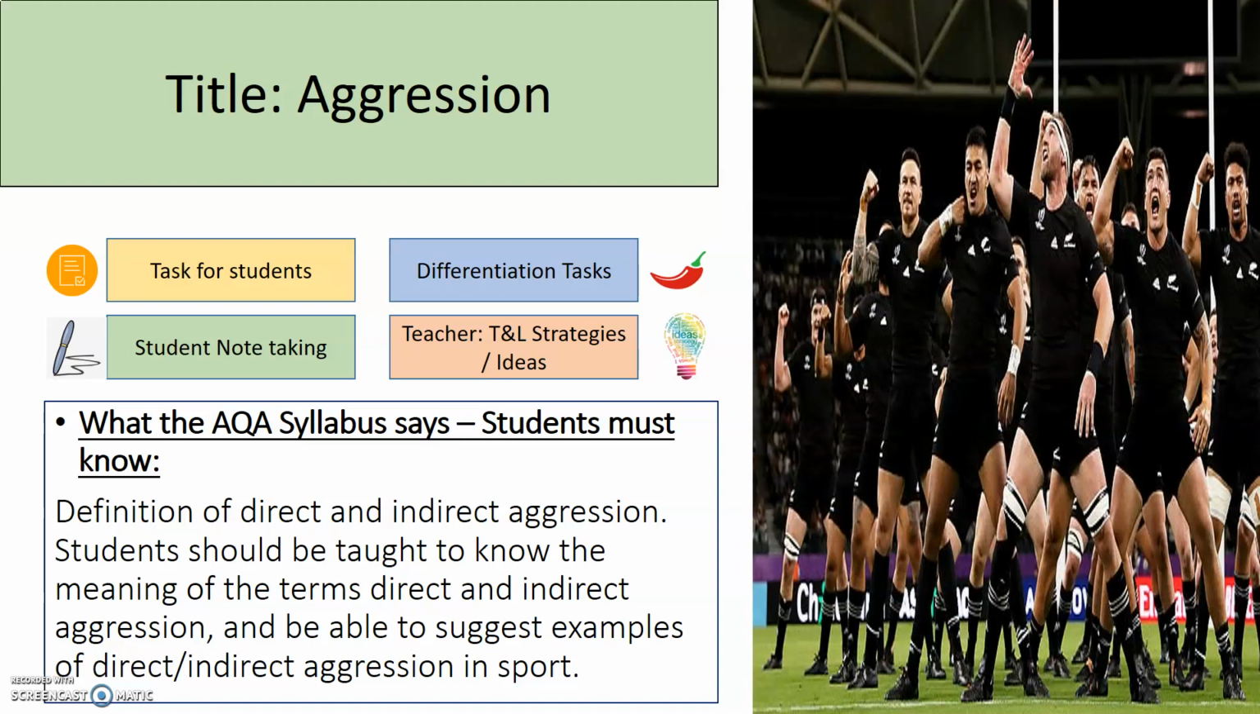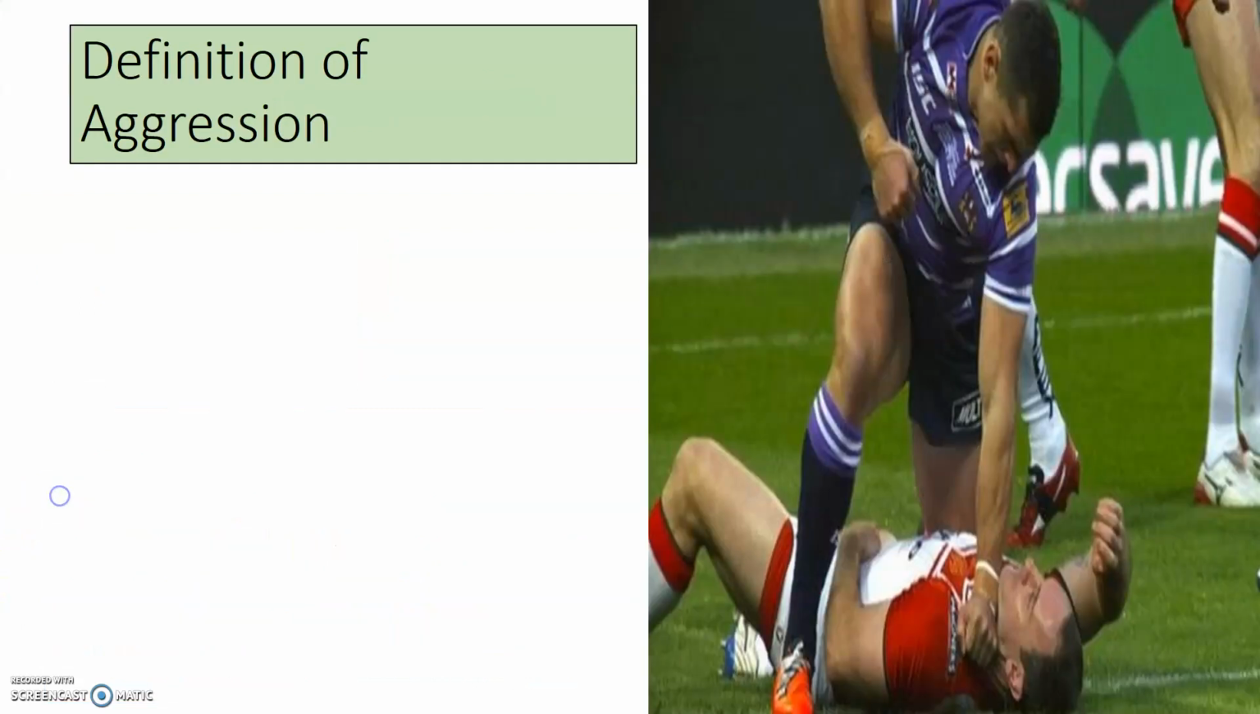Okay, so the syllabus for this particular topic asks you to understand what the definition of direct and indirect aggression is. You also need to be able to understand both of those terms and be able to apply the examples to direct and indirect aggression in sports. So without further ado, let's get going on this topic.